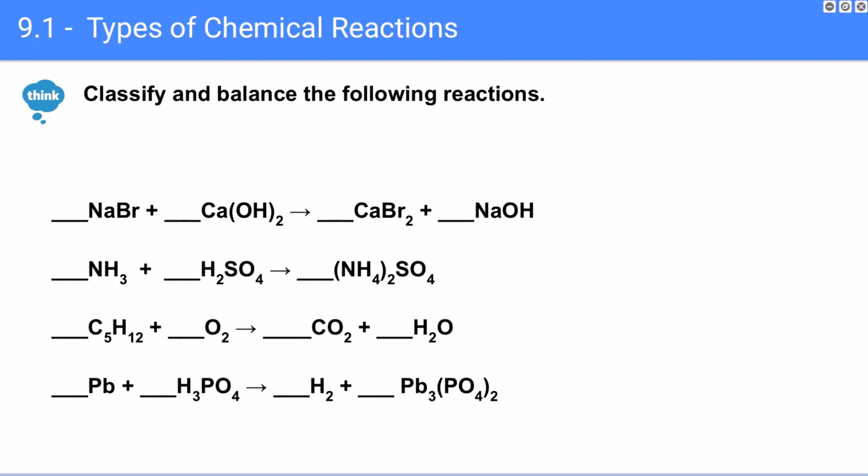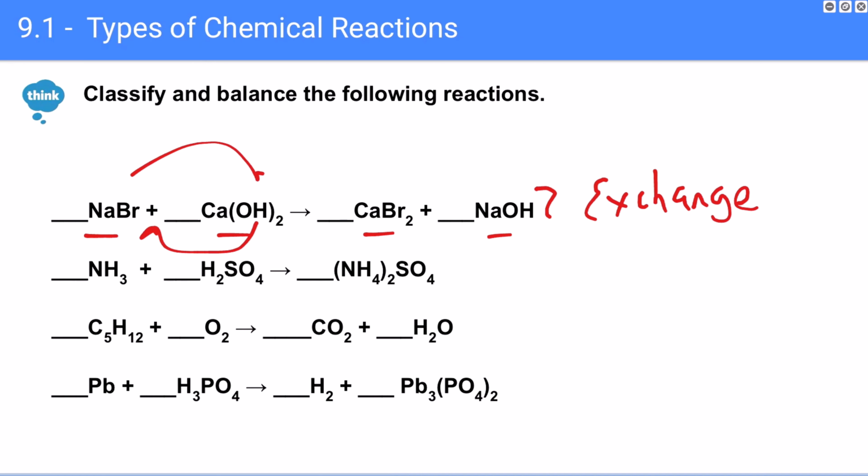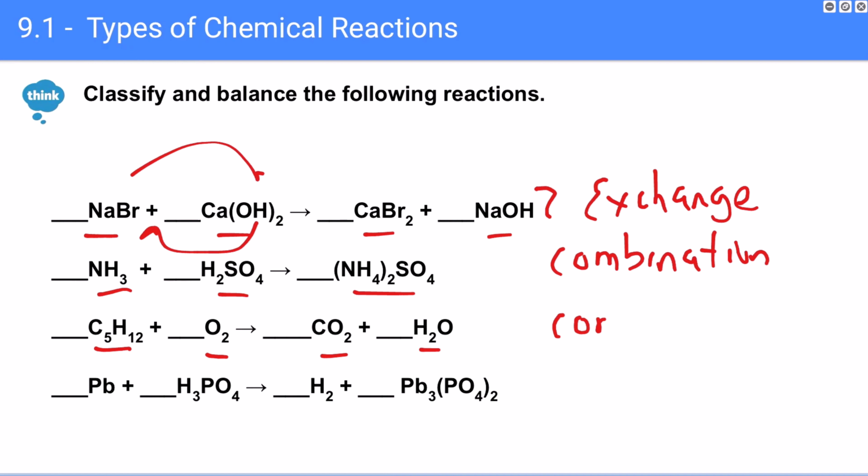So we have 5 types we're going to discuss here. If I take a look at this very first one, we have a compound and a compound produces 2 compounds. It's apparent that whatever's negatively charged switch places as we look at the product side. So this is known as exchange. Here you have 2 things becoming 1, so that is going to be a combination. You have a carbon and hydrogen that reacts with oxygen to produce carbon dioxide and water, so this is combustion. An element plus a compound producing an element in a compound, this is displacement.